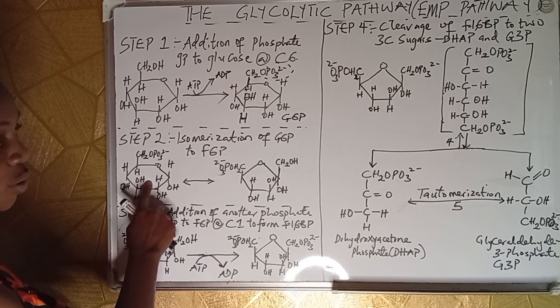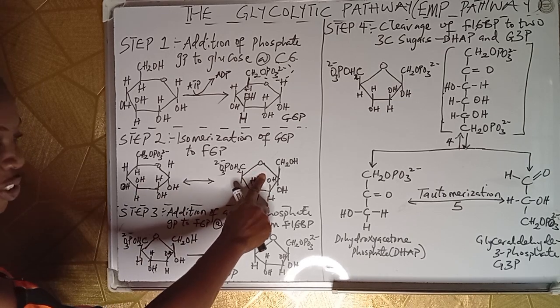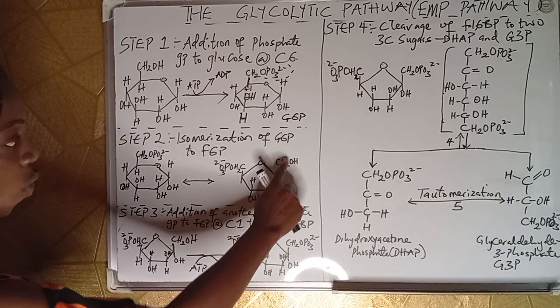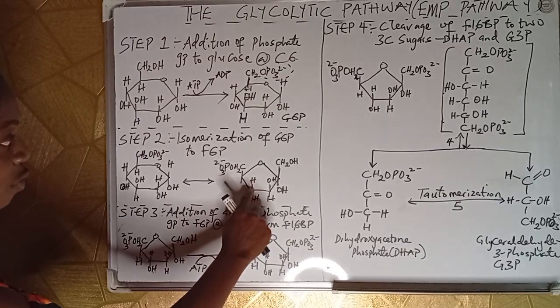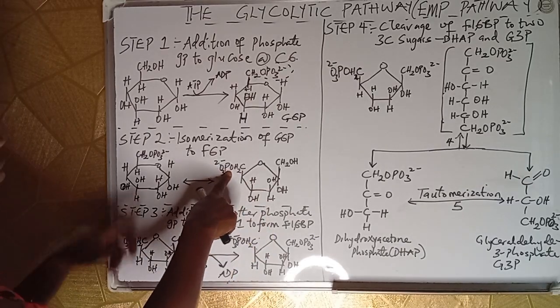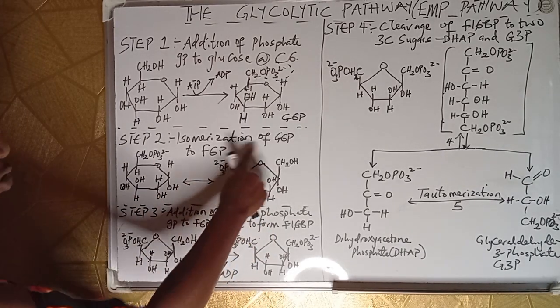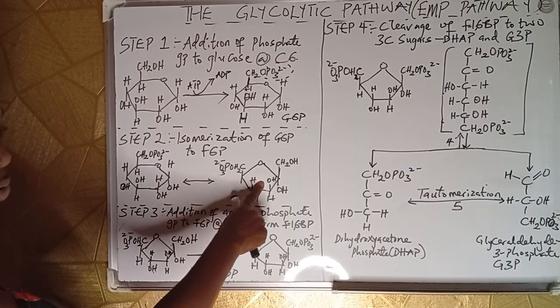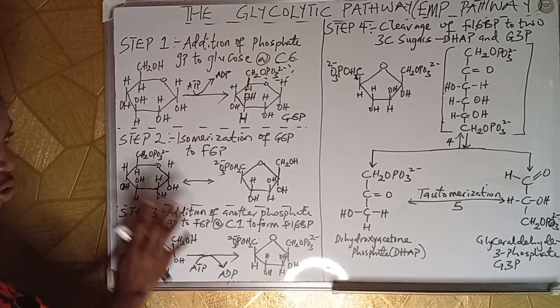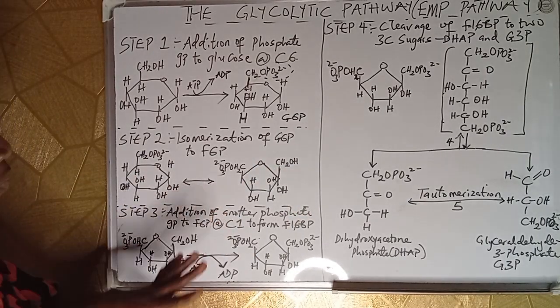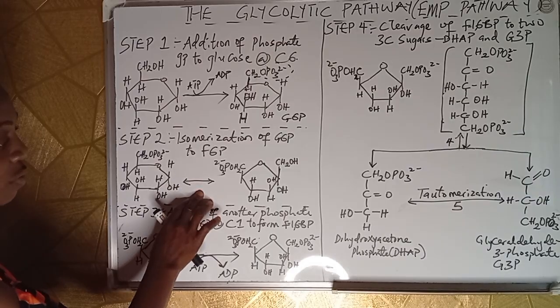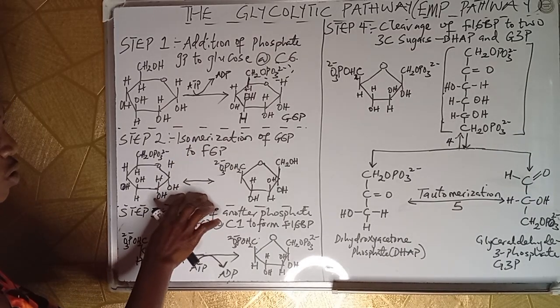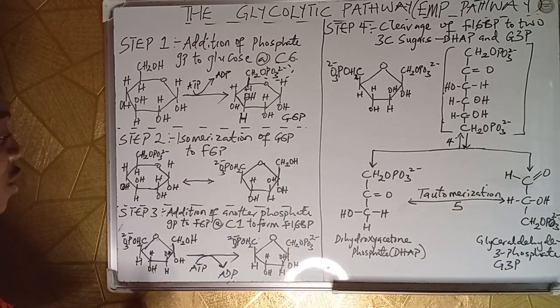This is an aldose sugar and this is a keto sugar. So you can see 1, 2, 3, 4, 5, 6. So this carbon is still this. There's a change in the form because this is a keto sugar, it's an aldose sugar. At this step, no energy molecule is involved, just a change in structure to give fructose 6-phosphate.